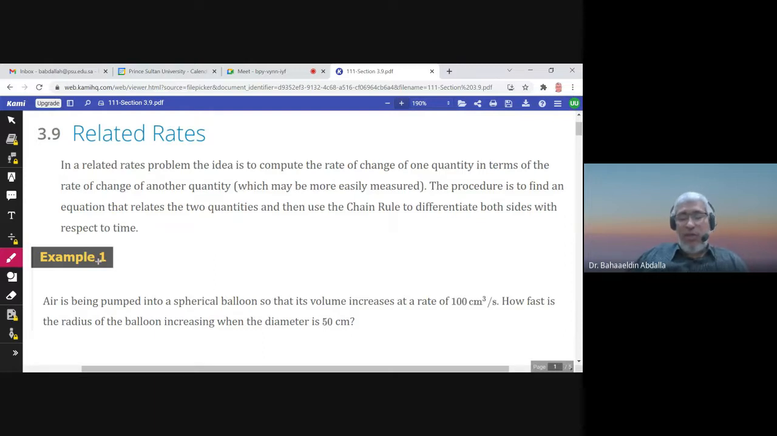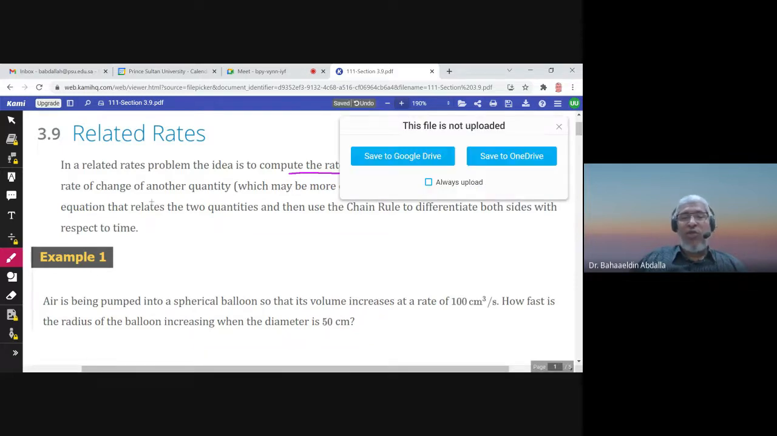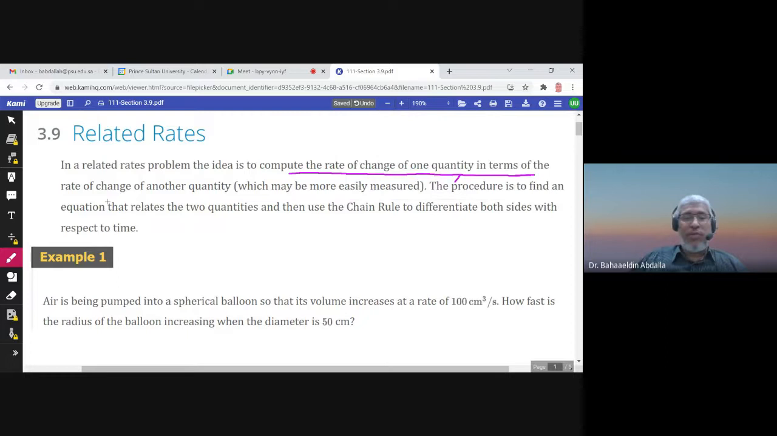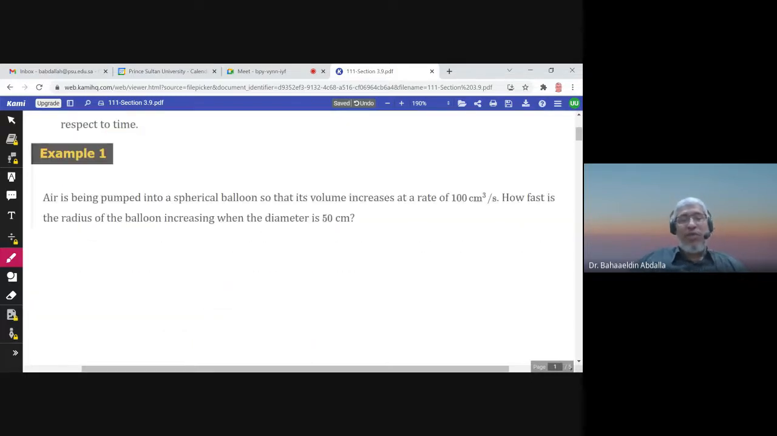This is section 3.9 and it's about related rates. So what is the idea of related rates problems? Well, we compute the rate of change of one quantity in terms of the rate of change of another quantity. That's the idea, and that's why it is called related. So let us see some examples.